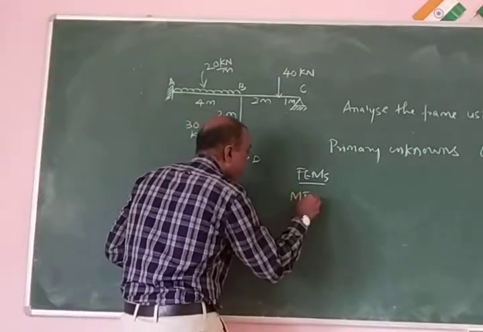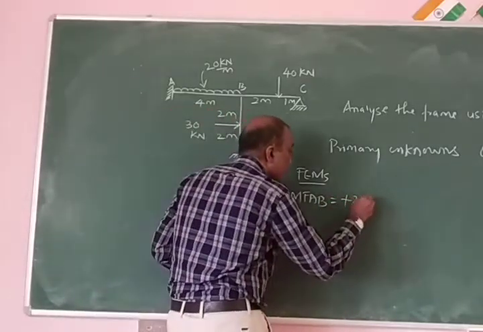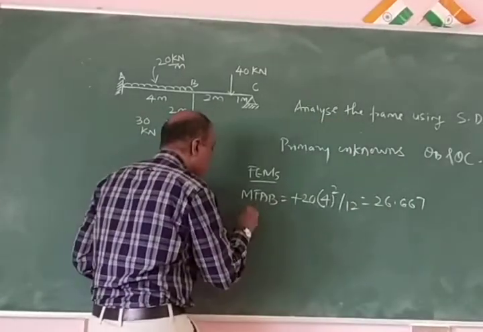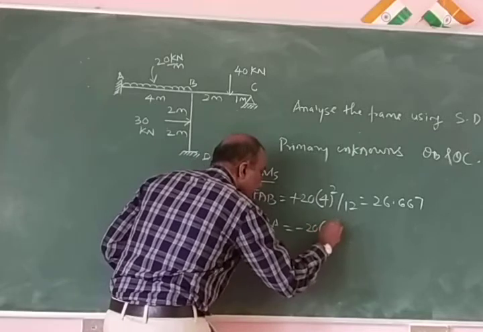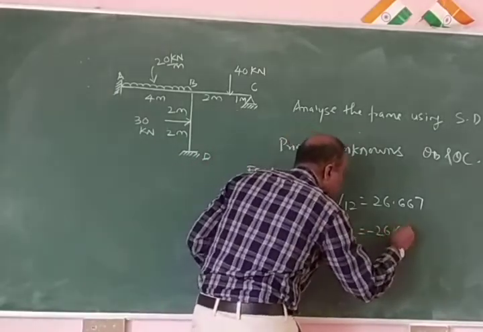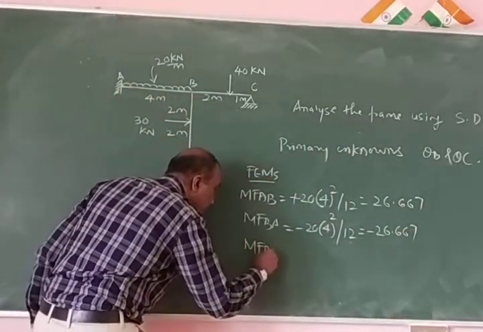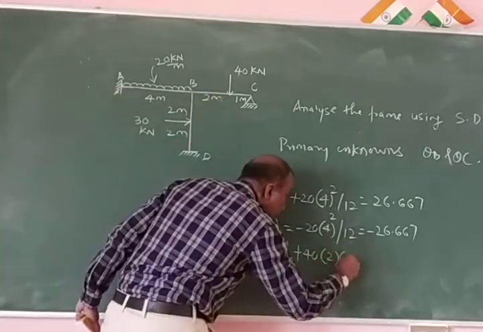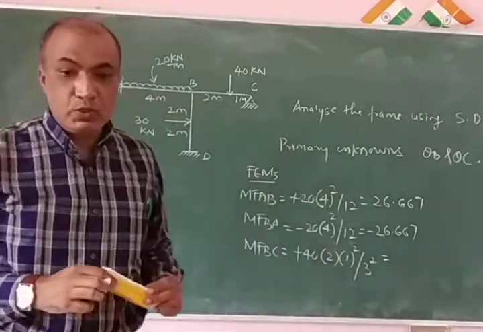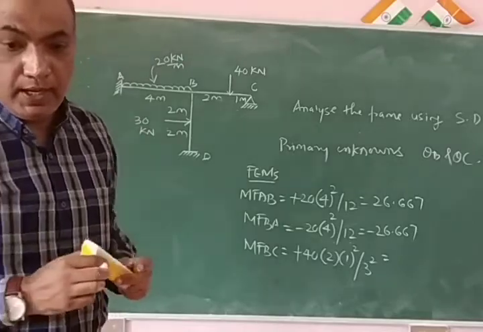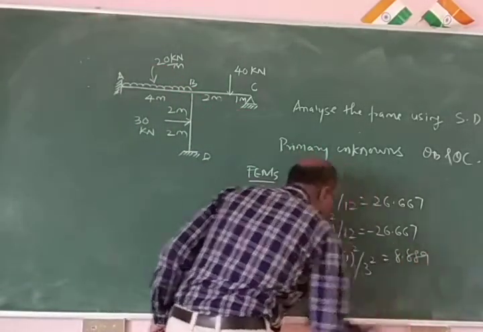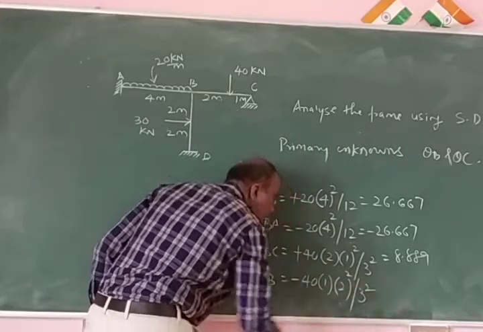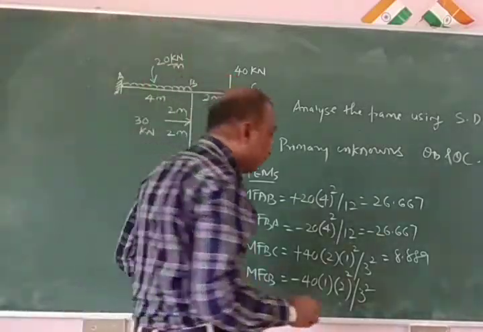First is MFDA. MFDA is equal to plus WL square divided by 12, 20 into 4 square divided by 12. It is 26.667. MFAD is minus WL square divided by 12, that is minus 26.667. Then MFBC is WAB square upon L square, that is MFBC is equal to 8.889, and MFCB is equal to minus WBA square upon L square, that is minus 17.77.